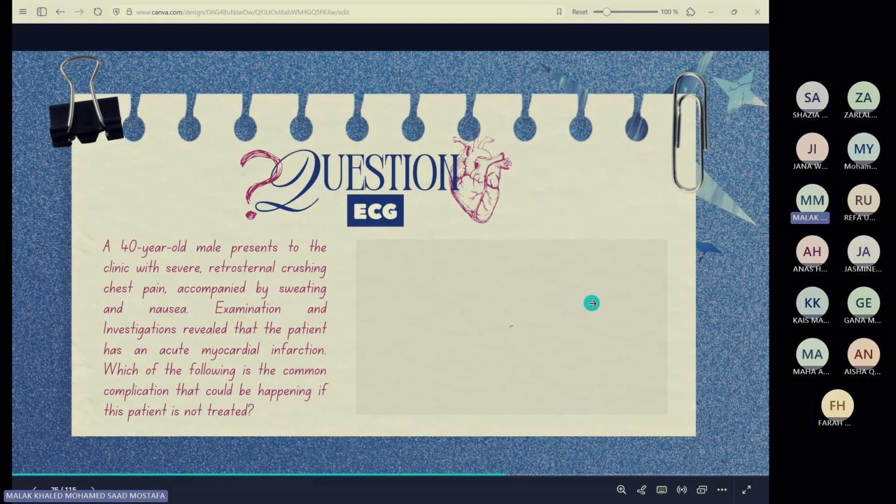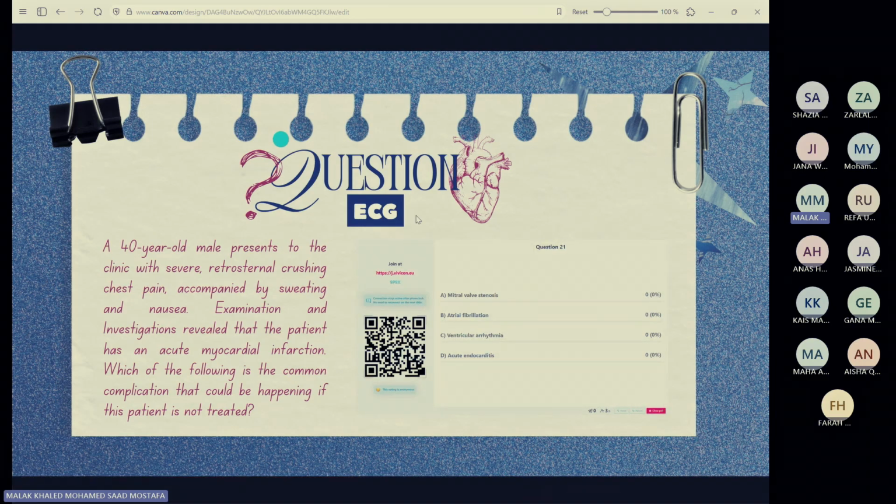Okay, this is to sum up everything for ECG. A 40-year-old male presents to the clinic with severe retrosternal crushing chest pain accompanied by sweating and nausea. Examination and investigation revealed that the patient has an acute myocardial infarction. Which of the following is the common complication that could be happening in the patient if he is not treated?